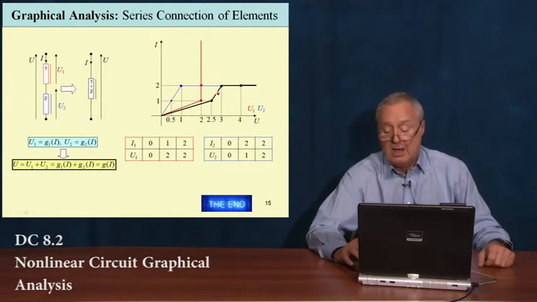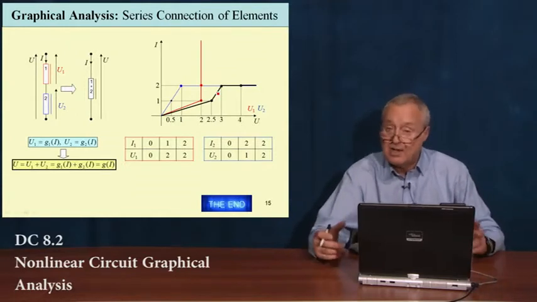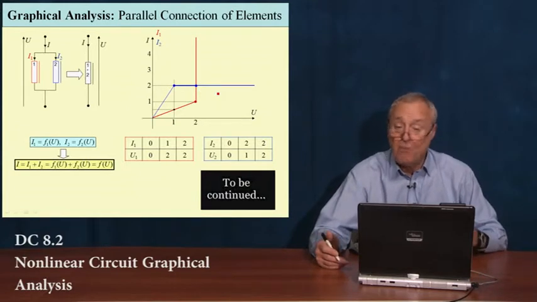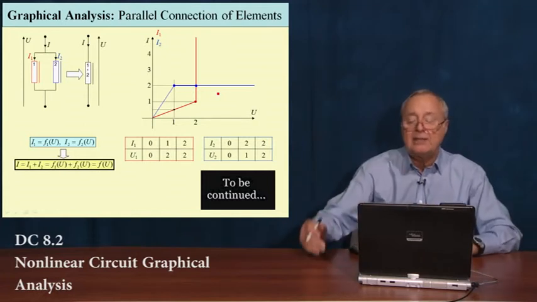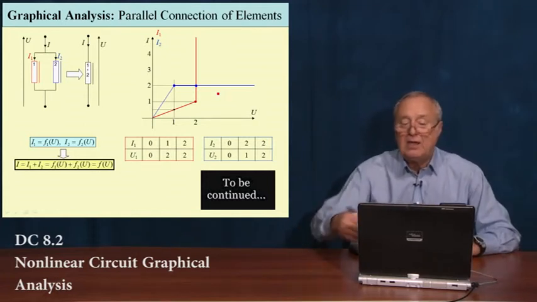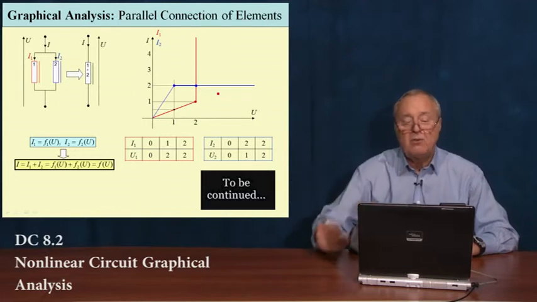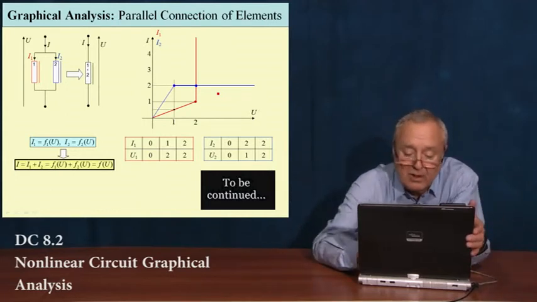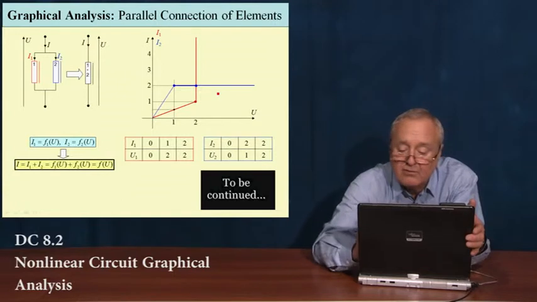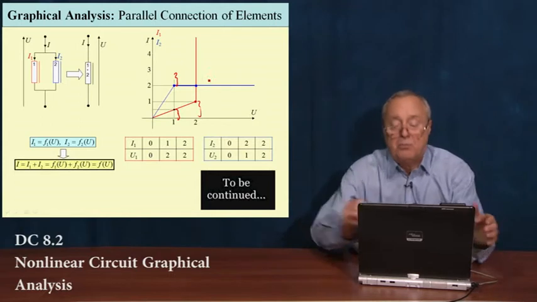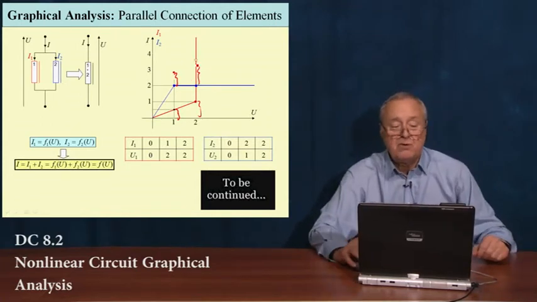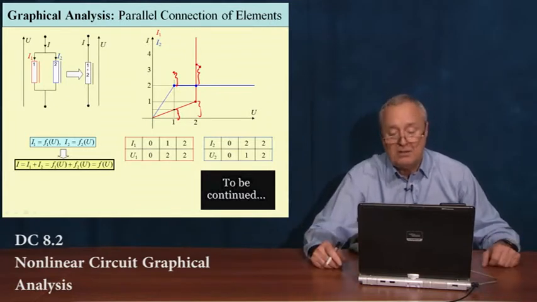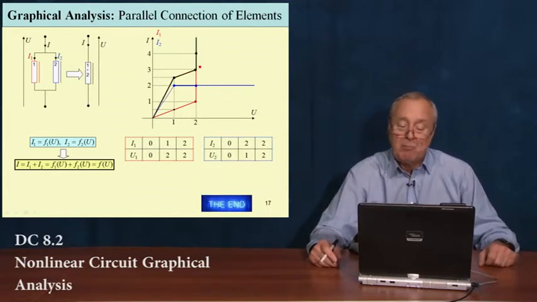A very similar reasoning can be repeated for a parallel connection. Now we have the same voltage, and the current is the sum of two currents. Following the vertical axis, we have to add currents. So at these points, we add these currents to obtain the total I-U relationship of these two elements connected in parallel, as depicted here by the black line.